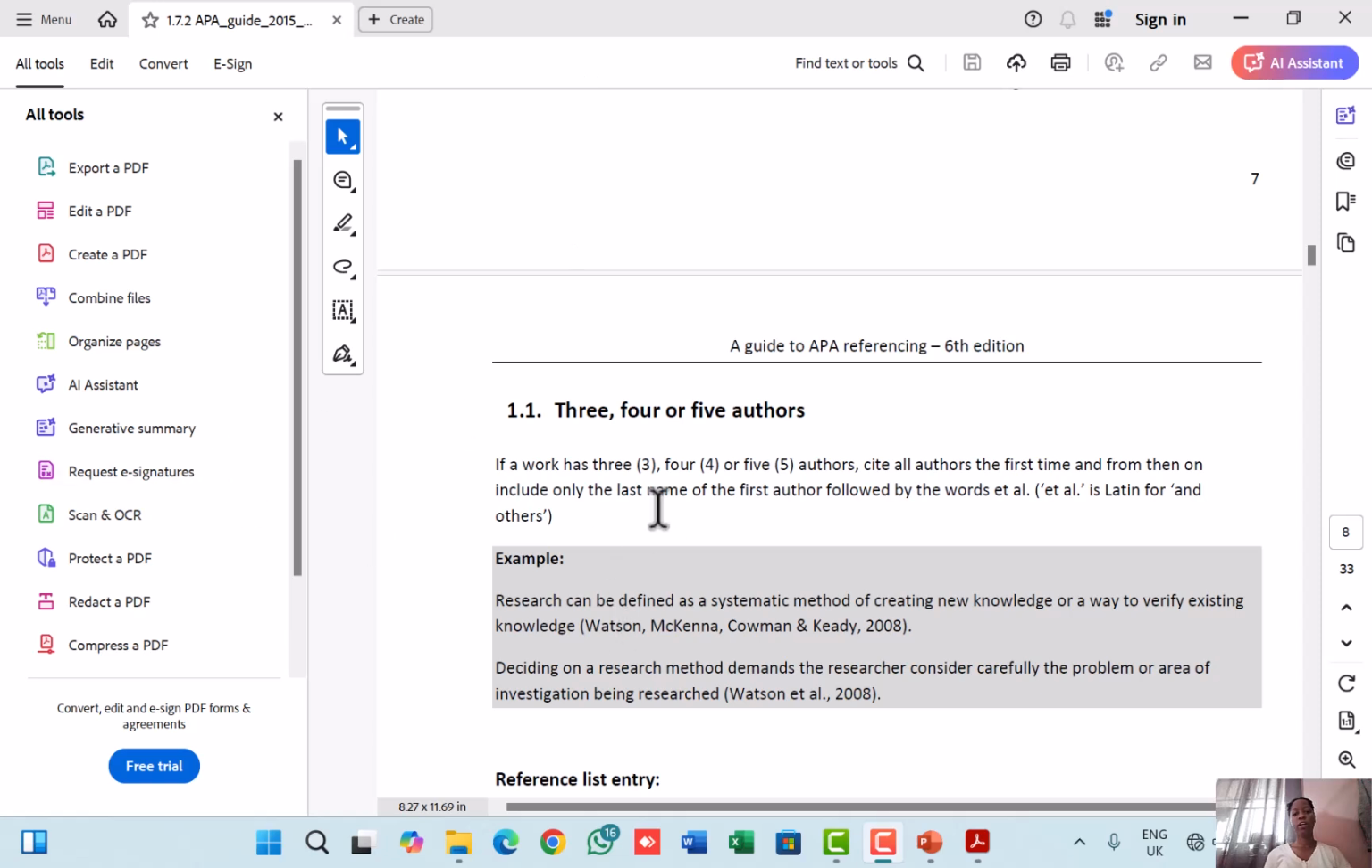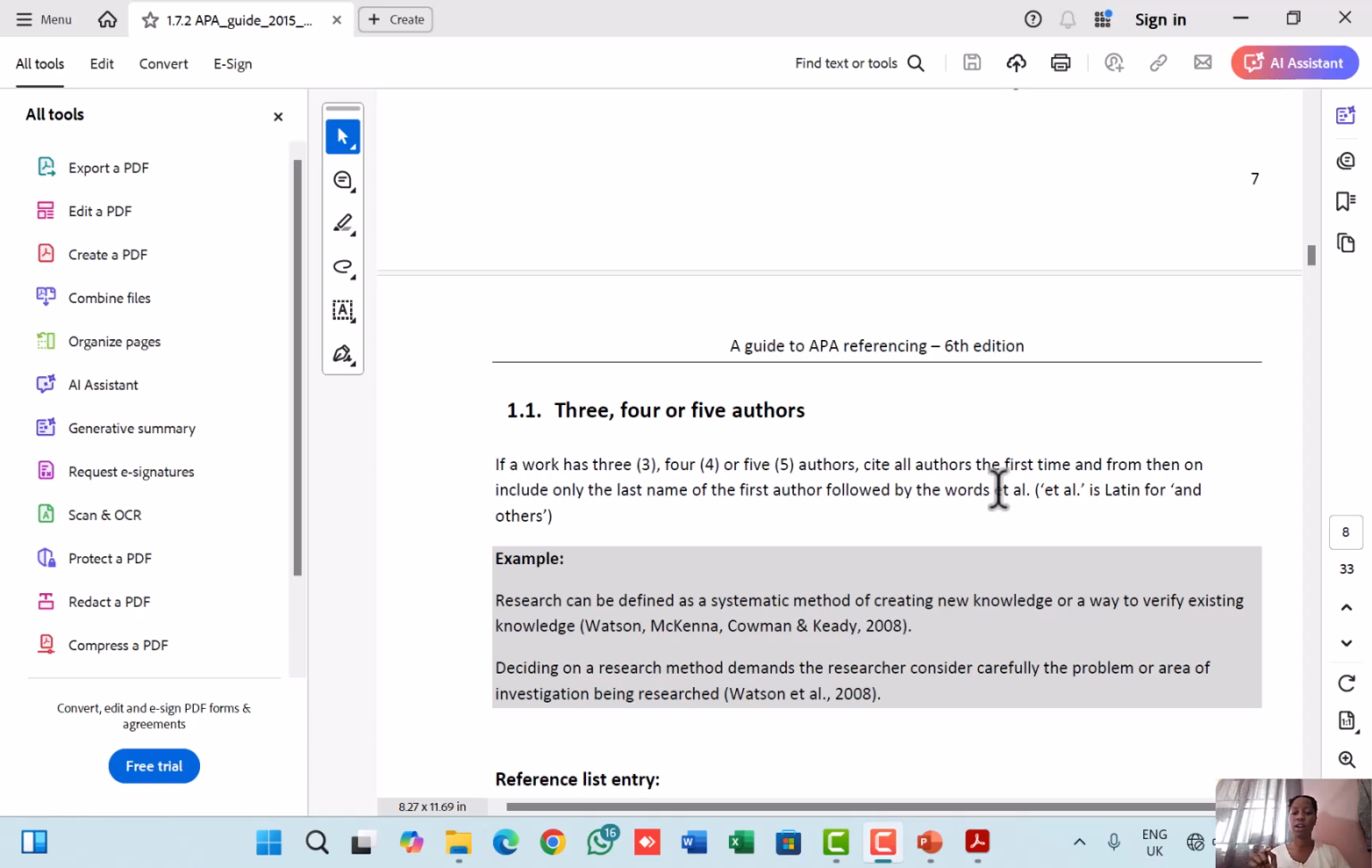Okay, here we go. The first rule: when citing and you have 3, 4, or 5 authors. If a work has 3, 4, or 5 authors, cite all authors the first time, and from then include only the last name of the first author followed by the words et al. This is what I wanted to emphasize. When you have more than 2 authors, you cite them all once, the first time. Then for the rest of the work, you only put the name of the first author and add et al.